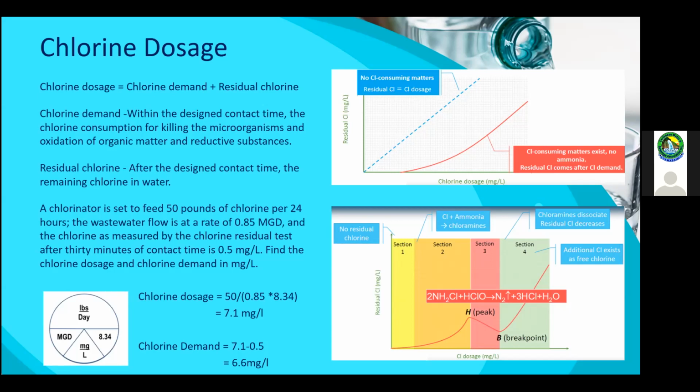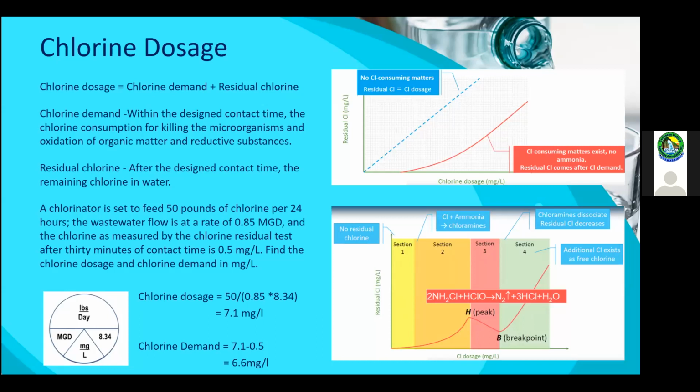So if we were to come back now, I want to bring here a sort of real situation. So we have a chlorinator that is going to dose, let's say, 50 pounds of chlorine per day. Our wastewater flow is 0.85 million gallons per day. And we have done a residual chlorine test, and our residual chlorine is 0.5 milligrams per liter. So what we want to know is, how much chlorine are we dosing to get this 0.5 milligram per liter residual? And what exactly is the chlorine demand of our water?